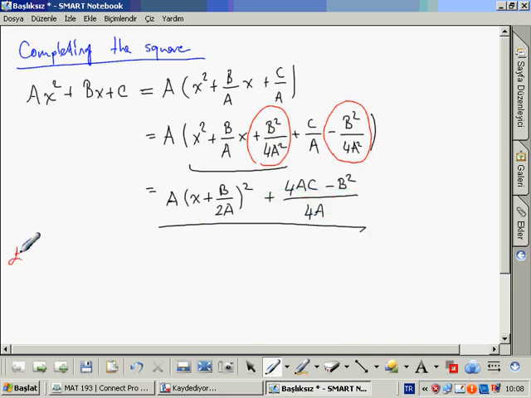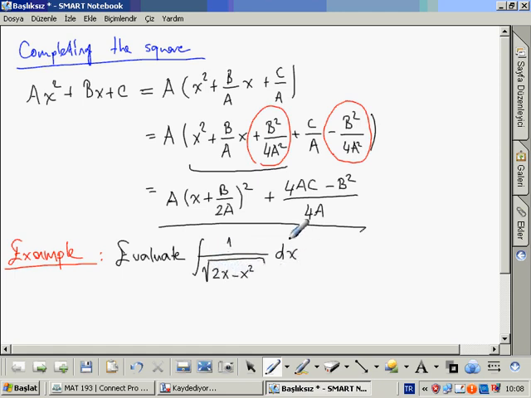And the example: evaluate the integral of 1 over the square root of 2x minus x squared dx. In the denominator we have no form of the inverse tangent, secant or sine form. So we must complete the square in the denominator part of the integral, and what will we do?